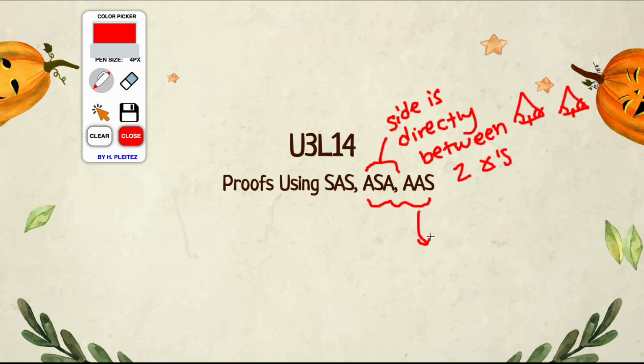For angle angle side, your side does not need to be directly in between your two angles. Maybe you have your two congruent angles here, and then if you have information about any of the other sides besides the one right in between, like this side and this side, then you can use angle angle side.